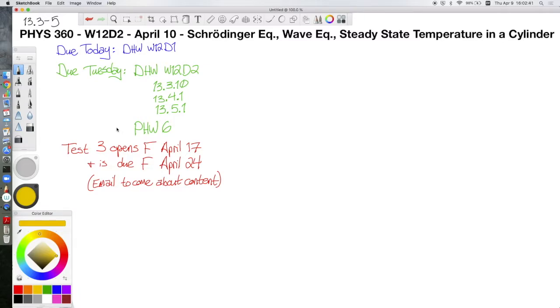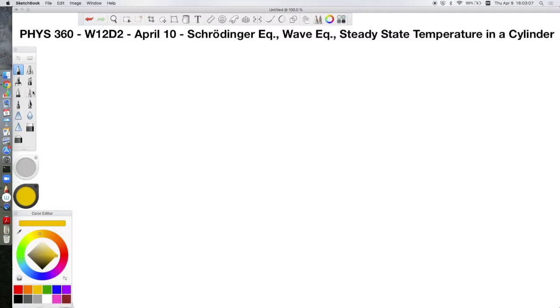A couple things to not forget. One is that test 3 does open on Friday, April 17th. That's a week from today, and will be due the following Friday. There will be an email to come about what content to expect on that test. Also, don't forget about the next draft of your project and when that's due. So check the syllabus for that date.